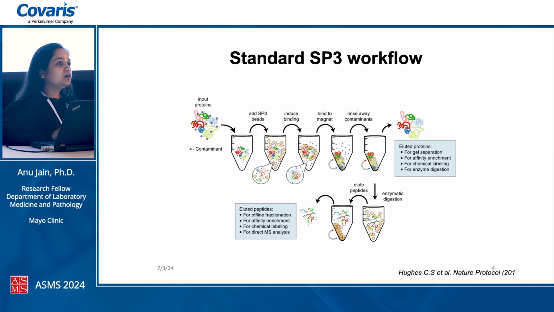And because this uses magnetic beads, this method is easily adapted to automation, making this a high throughput method. And we are using this method for a number of different sample types like FFPE, cell lines, patient samples, etc. And this has been shown to be reproducible, especially at the lower amount of protein.